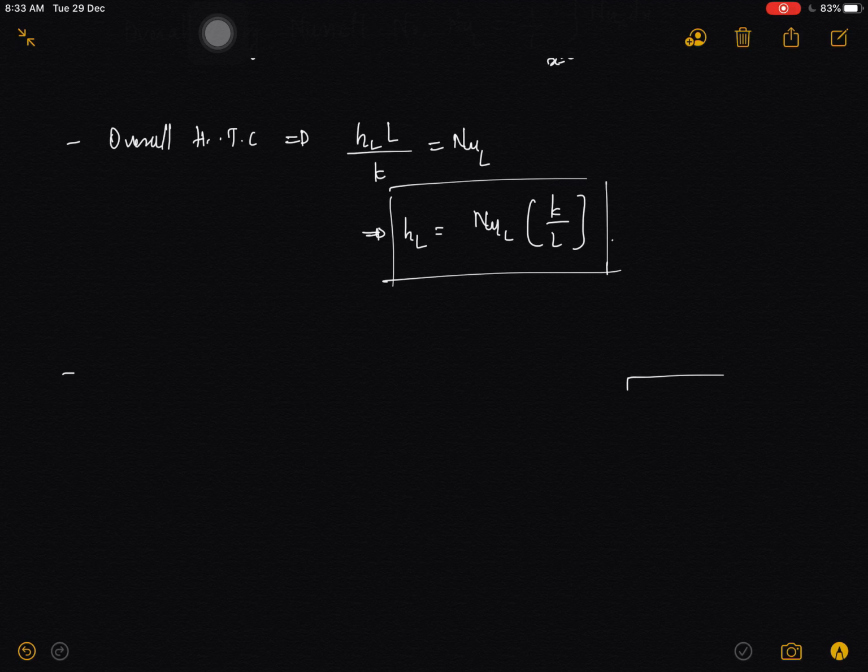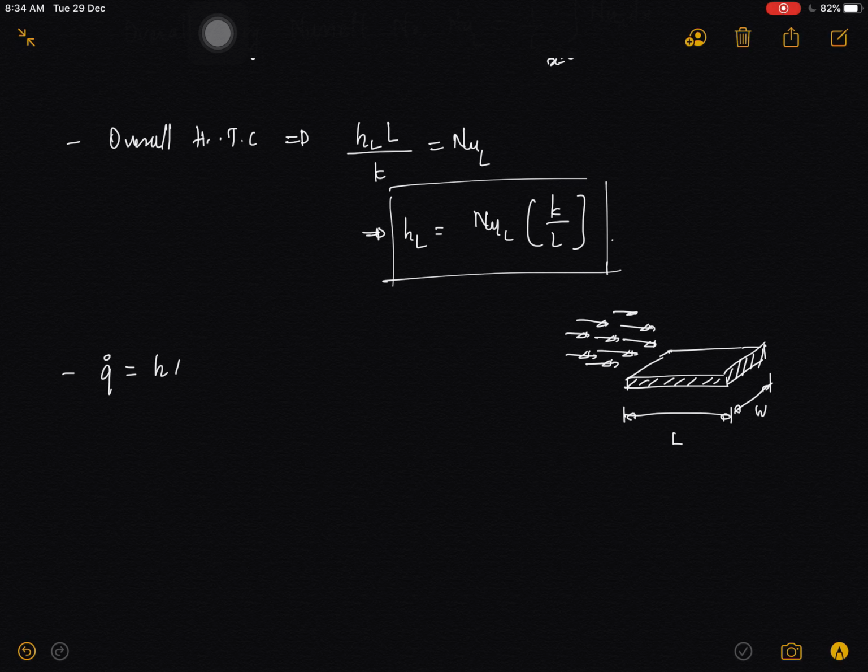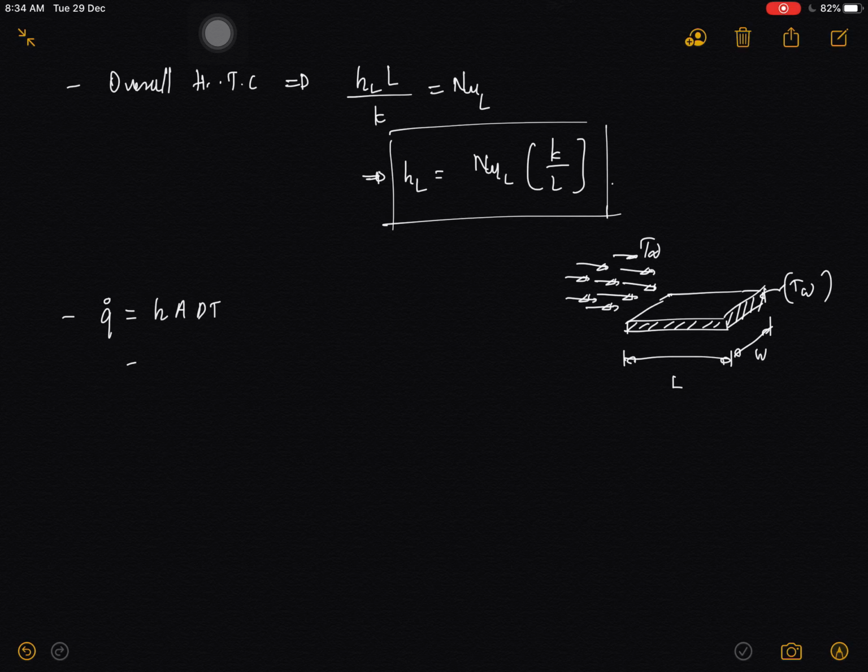And if you are provided with some plate which is having a length L and which is having a width W, this distance is nothing but W. And suppose some fluid is flowing over this particular plate in this way, then we can determine the heat transfer rate by the equation Q dot is equal to H into A into delta T, and delta T is the temperature difference between this particular plate and the fluid, and this is given by H into W into L into TW minus T infinity if TW is greater than T infinity.